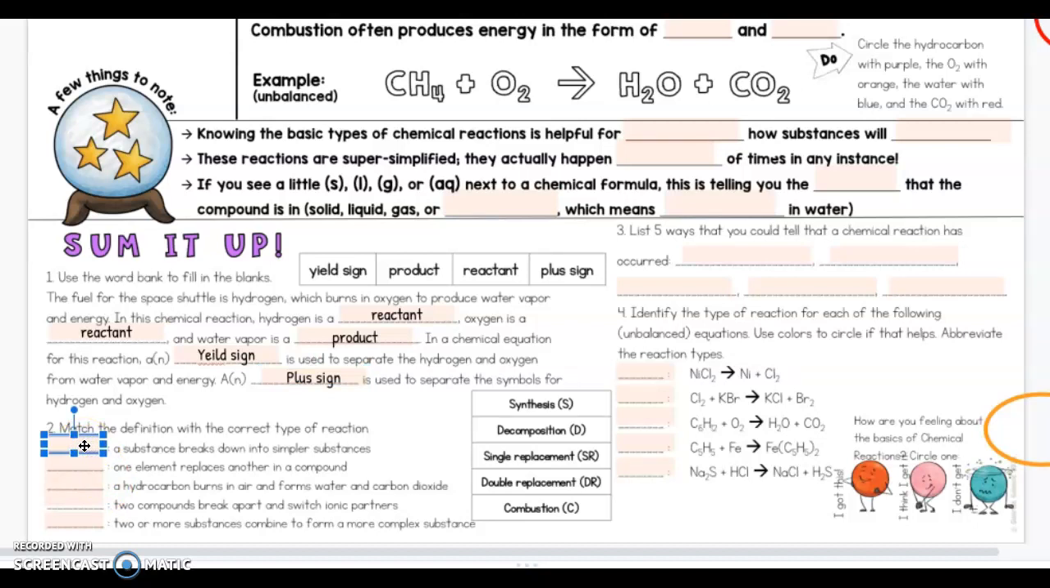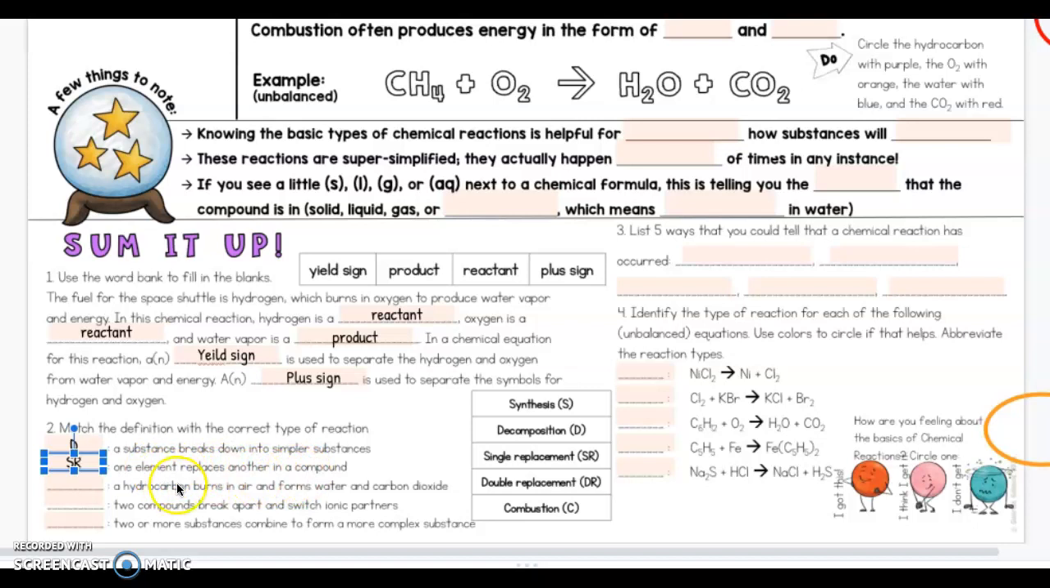Okay, match the definition with the correct type of reaction. So, a substance that breaks down into simpler substances. Anything that breaks down is going to be decomposition. Decomposition breaks everything down. When one element replaces another in a compound, you're replacing, so it's either going to be single replacement or double replacement. Single replacement, you have an element and a compound, and an element and a compound. So that sounds like that's what this is describing right here.